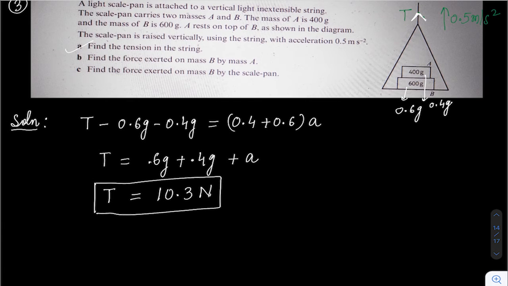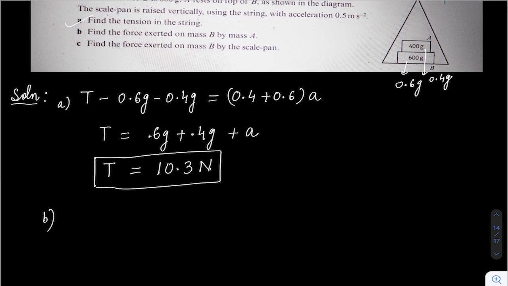So for that, let's consider mass A and see what forces are acting on mass A. This is 400 grams. This is my A. First is its weight, which will act downwards, 0.4 g. Mass into acceleration: it is accelerating upwards with an acceleration of 0.5 meter per second square. Correct? What else is there?